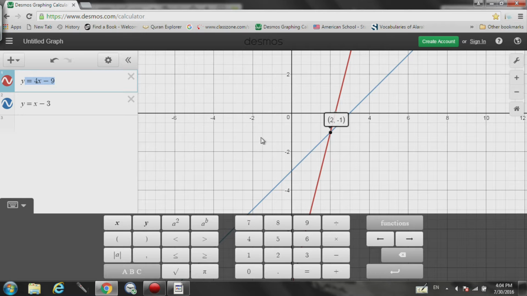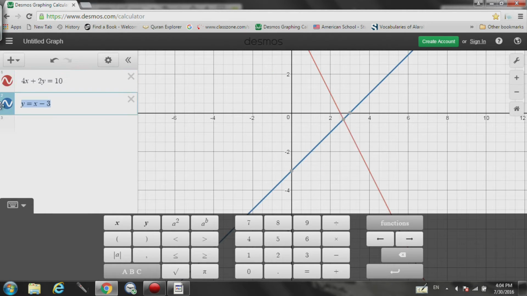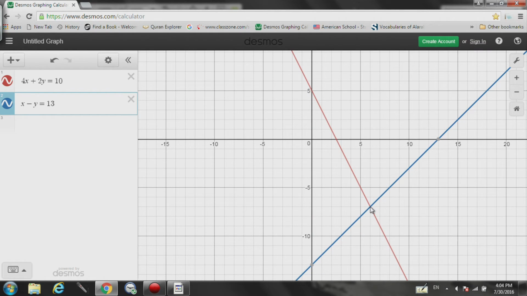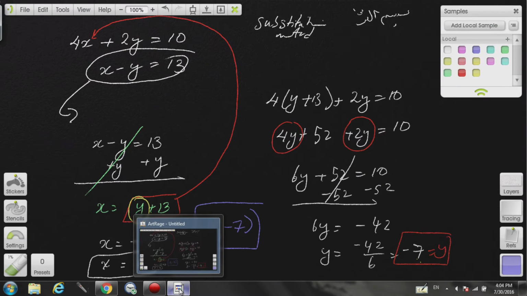Now, let's do it again. Let's graph these two, let's see if we did this right. So we were given in standard form 4x plus 2y equals 10, and x minus y equals 13. Okay? This is where they intersect. Okay, (6, negative 7), which is what we got.